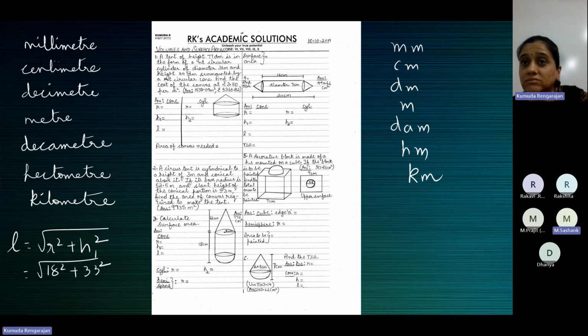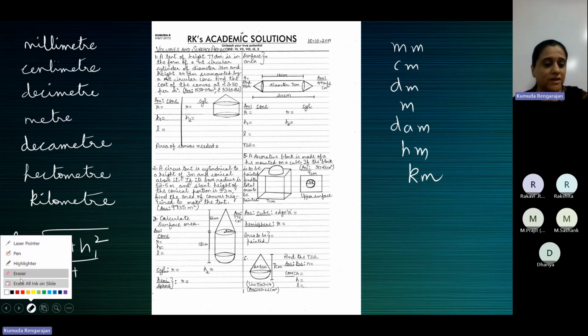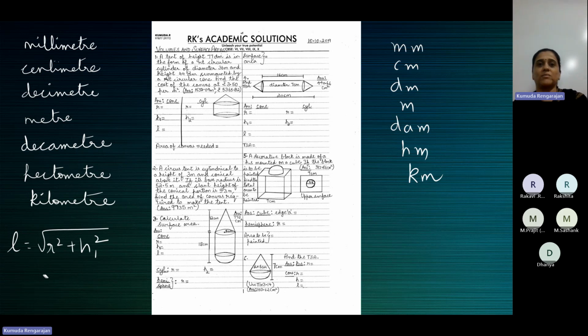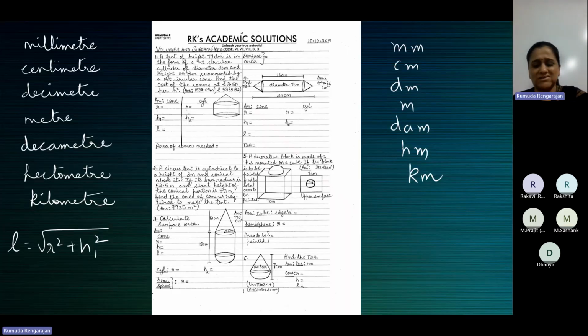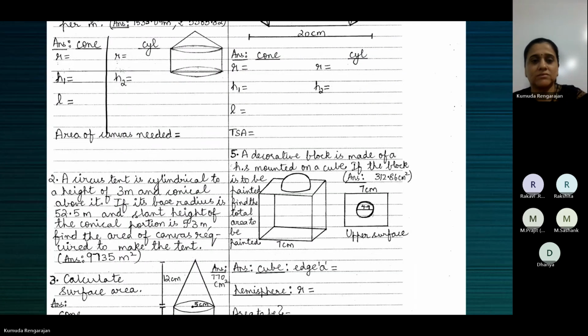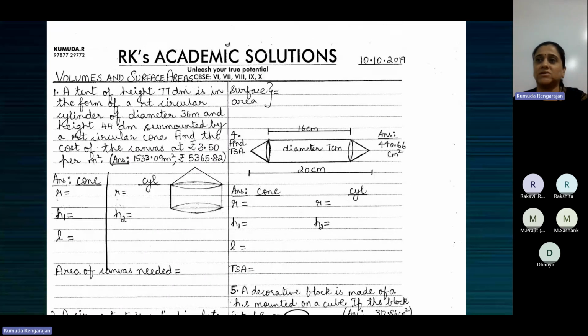But 18 is in meters and 33 is in decimeters. I didn't notice that. Yes, we have to change. Thanks, Navya and Sashant. Fine, this is the formula. Which unit are we all converting to? Meter, ma'am. Have everything in meters. Radius is already in meters, 18 meters. Have both the heights in meters.